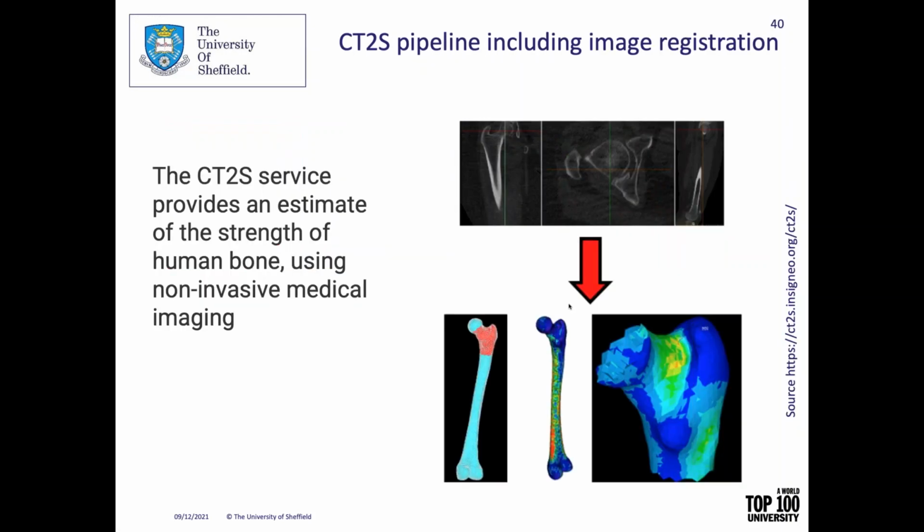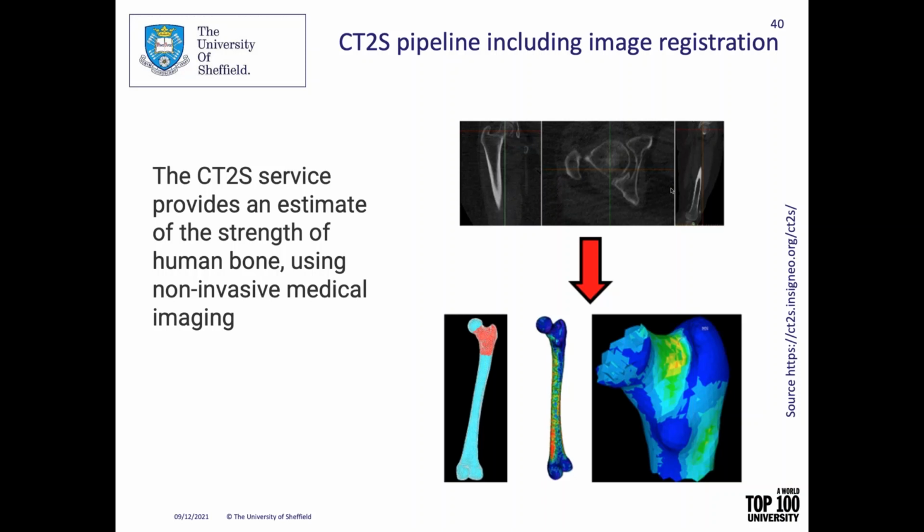Another application is related to the biomechanical properties of the bones. So the CT2S service takes two scans of the same bone, one in a relaxed scenario, another one subject to a tension. You will have two different images.